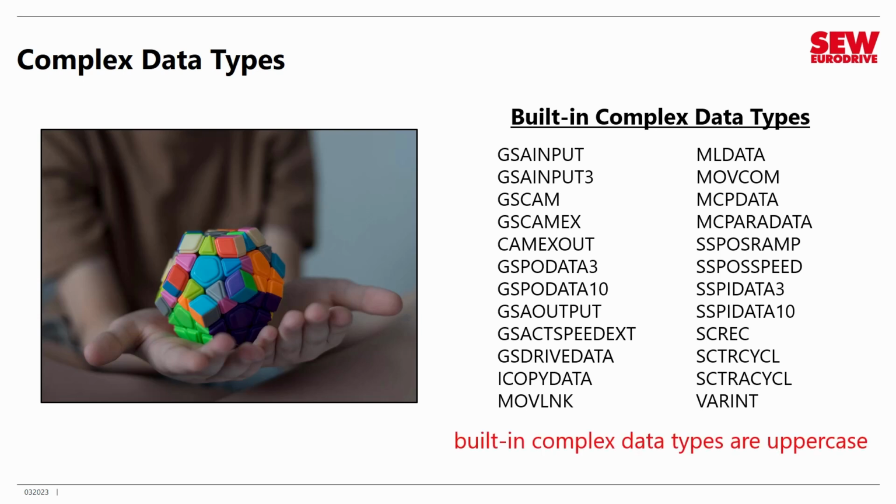I'm just going to mention that all the built-in complex data types are uppercase. I've said that once, I'll say it again. It's just the way you kind of clue yourself in that this is a built-in IPOS complex data type. The 2 that we're going to play with are the ones I've highlighted in red, MoveLink and MLData. All the others are for you to explore on your own or possibly for an advanced class down the road. So those are the built-in data types.